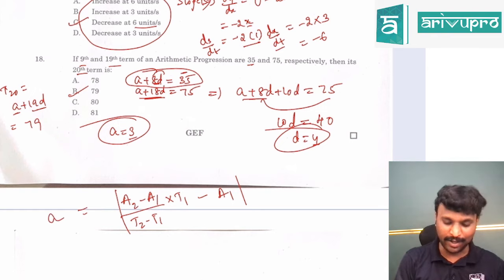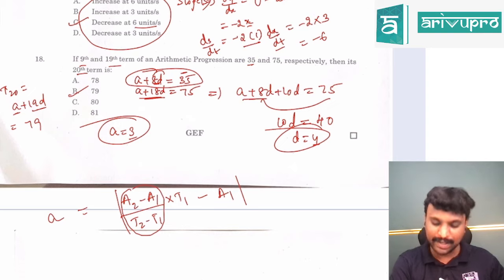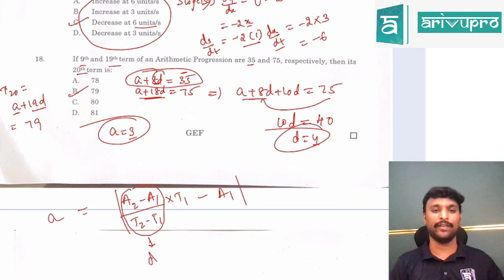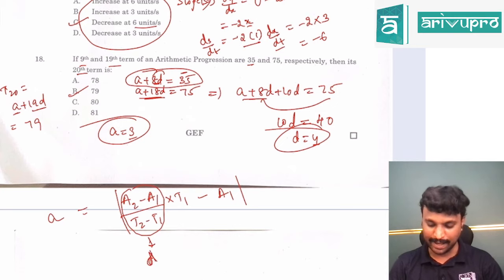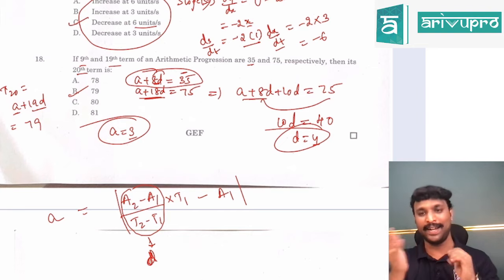Here you will be finding out a. Please understand, guys, by doing A2 minus A1 divided by T2 minus T1, you get the value of d. There it was SI for 1 year. Just remember this shortcut. You can get the values of a and d straight away.